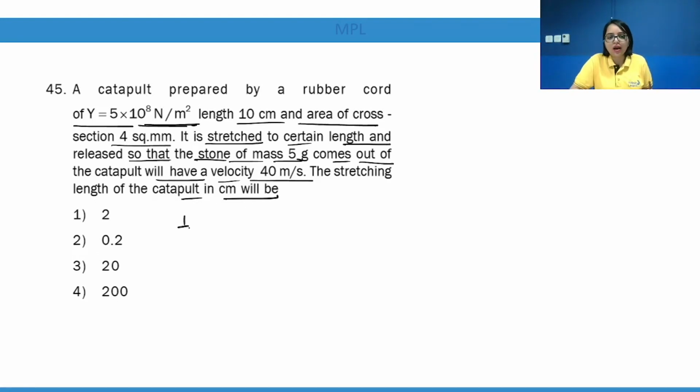So basically half Y e upon L whole square is equal to what? Half m v square, right? So basically e is the stretching, right? So it will be half into 5 into 10 power 8.